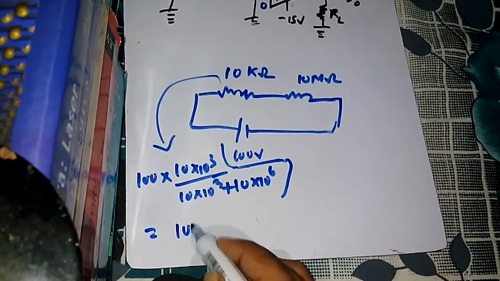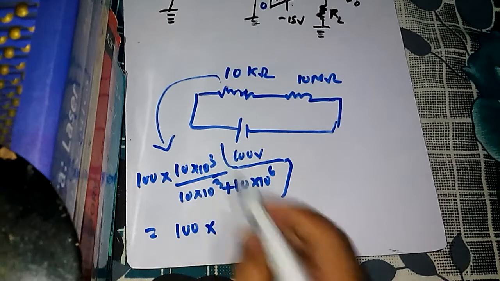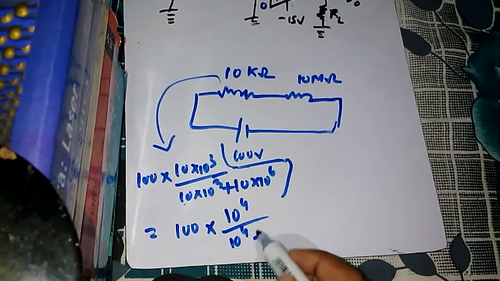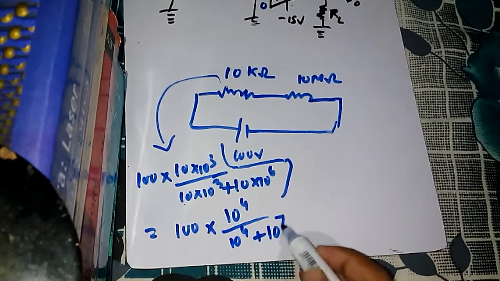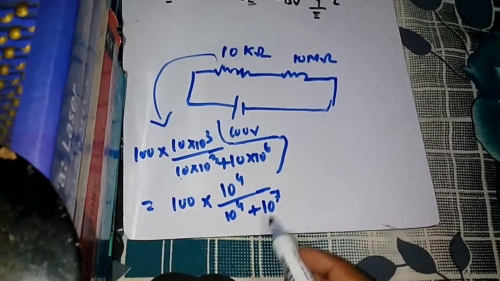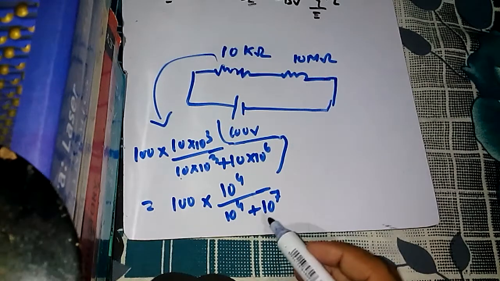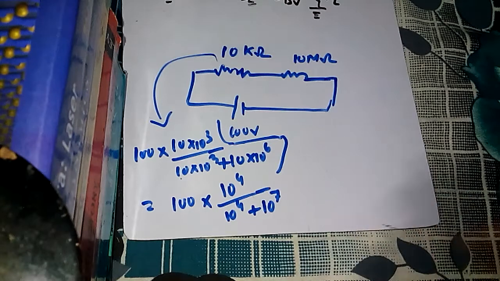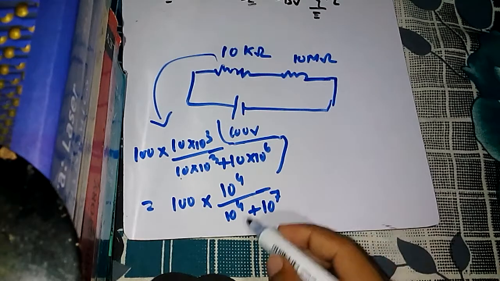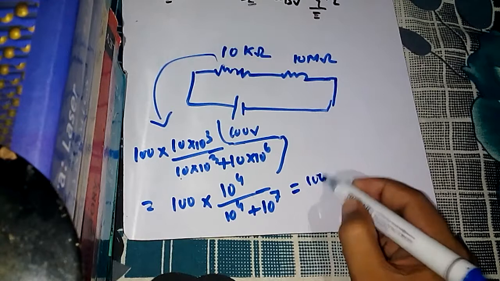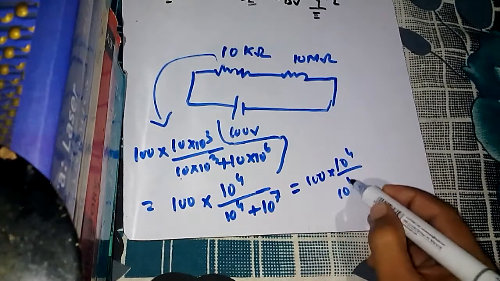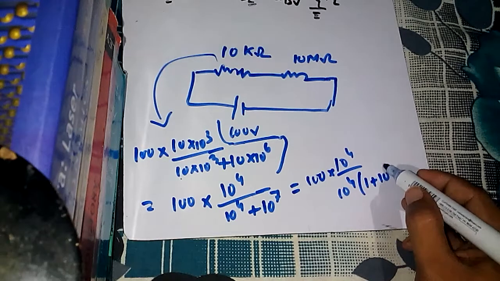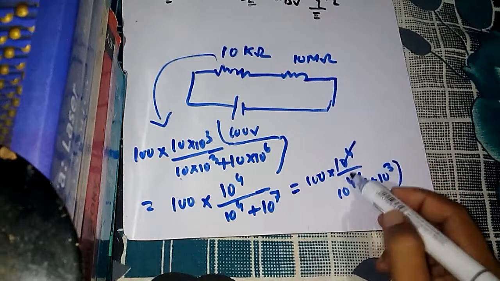So this is 100 into 10 to the power 4 by 10 to the power 4 plus 10 to the power 7. Now, 10 to the power 7 plus 10 to the power 4 is what? We can do one thing: 100 into 10 to the power 4 by, let us take 10 to the power 4 as common, so we have 1 plus 10 to the power 3. It just cancels out.